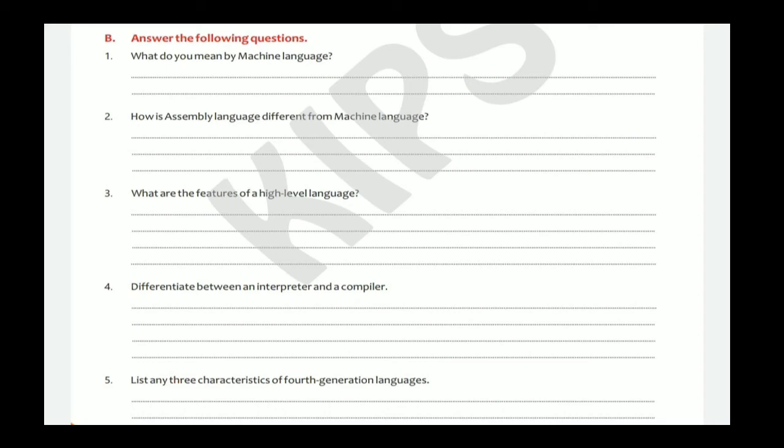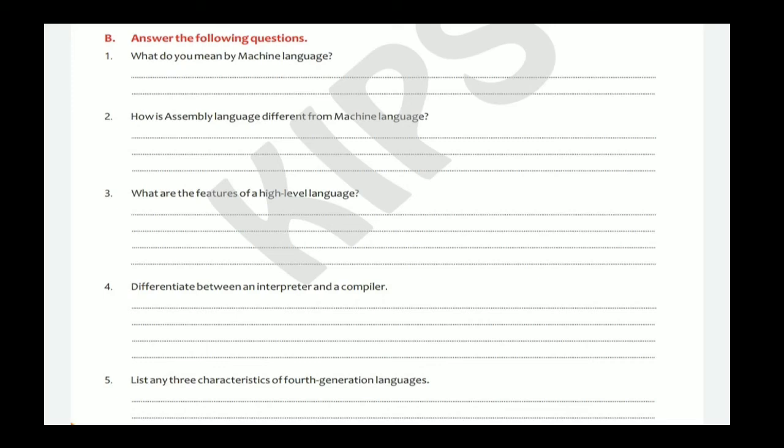Students, next question is, how is assembly language different from machine language? Machine language is expressed in the form of 0 and 1, that is binary form. But assembly language uses mnemonic codes or symbols instead of binary numbers. The second main difference is machine language is directly understood by the computer, but in assembly language we use an assembler to convert into machine code.